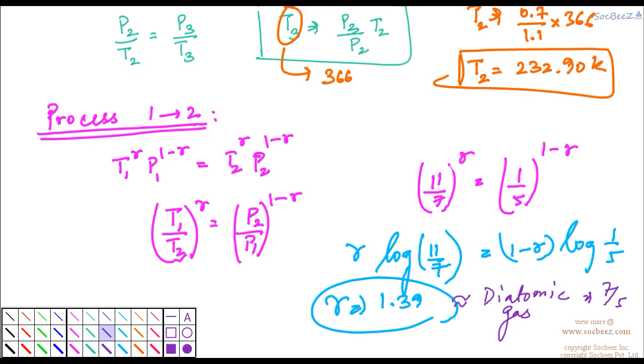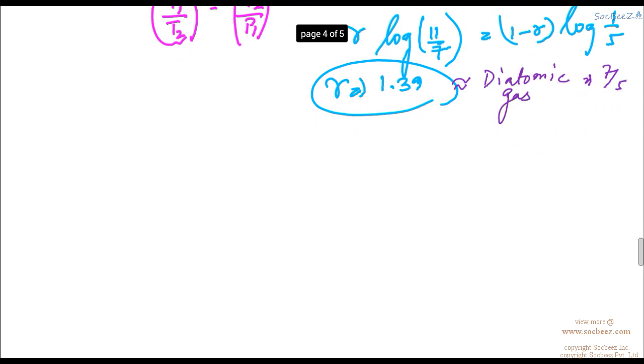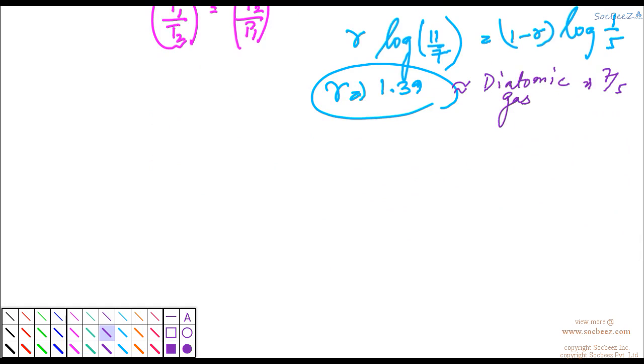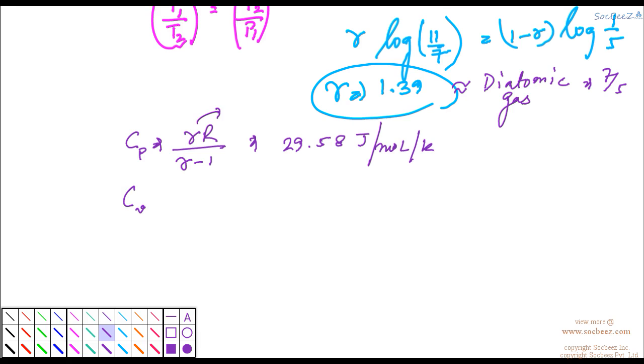So if we are not given the type of the gas, we can derive it using the expressions that we have for the processes and find the value of gamma, which can tell us which type of gas it was. So we can find the Cp, which is given by gamma into R upon gamma minus 1. So substituting the value for gamma, we get Cp as 29.58 joules per mole per Kelvin. And similarly Cv can be calculated by R upon gamma minus 1, which is equal to 21.28 joules per mole per Kelvin.